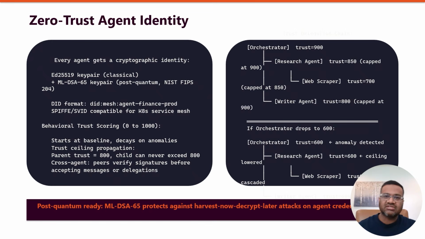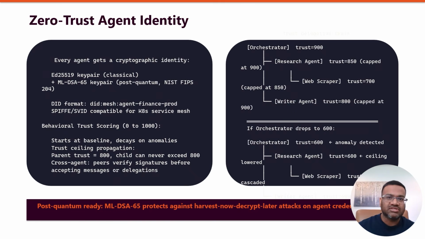Every agent in AGT gets a cryptographic identity, an Ed25519 key pair for classical signing, and for post-quantum readiness, an ML-DSA-65 key pair, which is the NIST FIPS 204 standard. This protects against harvest-now-decrypt-later attacks, which is especially important for agent credentials that may be long-lived. The identity uses the DID format, did:mesh:agent-finance-prod, and it is SPIFFE/SPIRE compatible. So if you are running Kubernetes with a service mesh like Istio, AGT's agent identities integrate naturally.